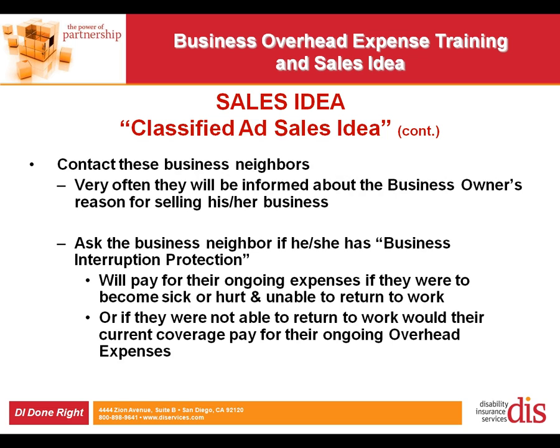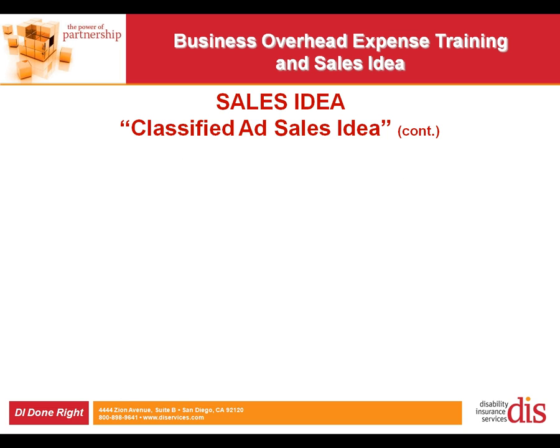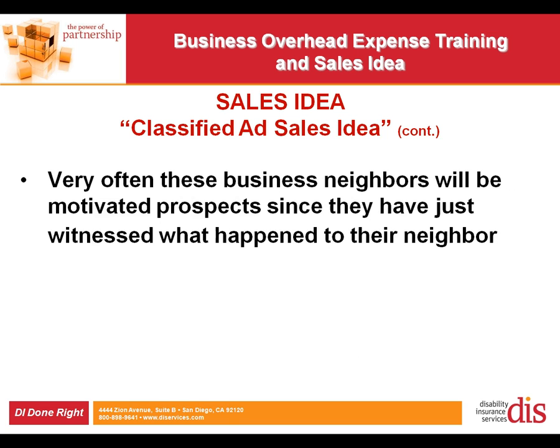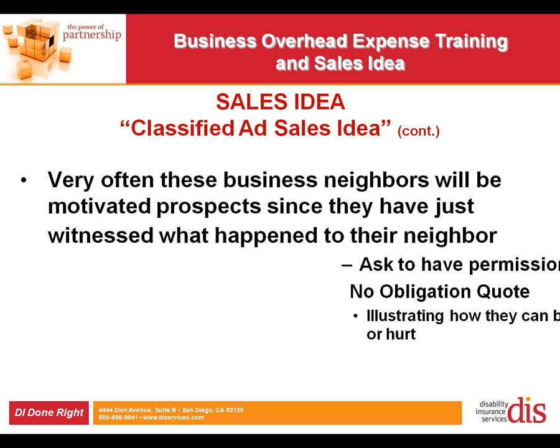What is it? Well, it's going to pay for their ongoing expenses if they were to become sick or hurt and unable to return to work, just like what happened to their neighbor. Ask them, are they protected? Or you can extend that: if they were not able to return to work, would their current coverage pay for their ongoing overhead expenses? What are they currently doing to protect themselves if they became sick or injured? As I mentioned, very often these neighbors are going to know what's going on.